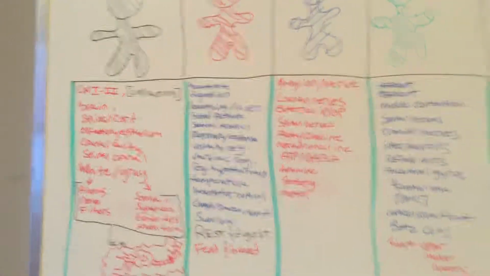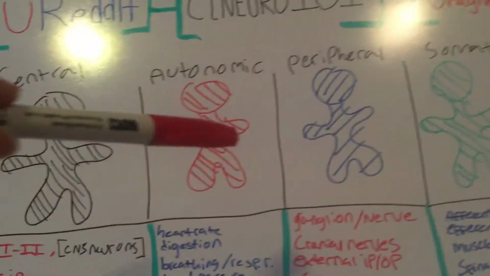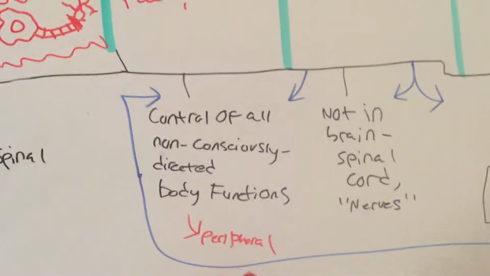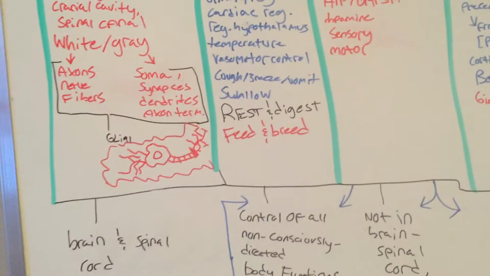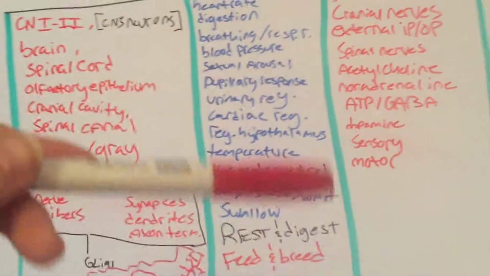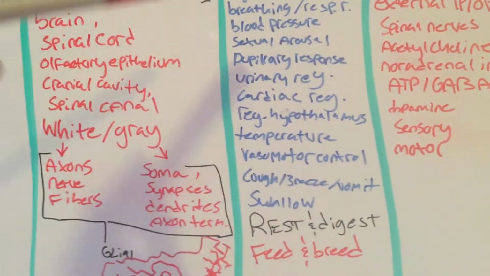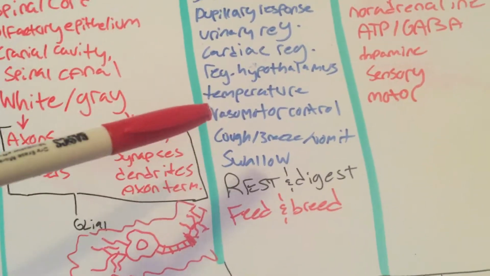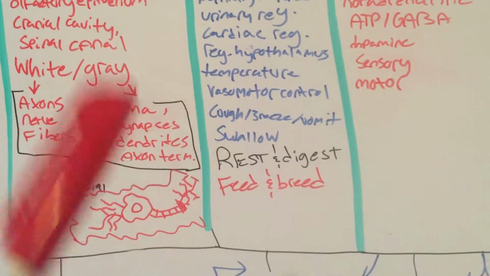And we also have up here the peripheral nervous system, which branches into the autonomic and somatic nervous systems. The autonomic nervous system, which is next on our list, is associated with all non-consciously directed bodily functions. It's part of the peripheral nervous system, and as you can see, that can branch into quite a bit, as I've written down here, which is involved with heart rate, digestion, breathing, respiration, blood pressure, sexual arousal, pupillary response, urinary regulation, cardiac regulation, temperature, vasomotor control, which is heart rate and blood pressure. We also have reflexes of coughing, sneezing, vomiting, and swallowing.